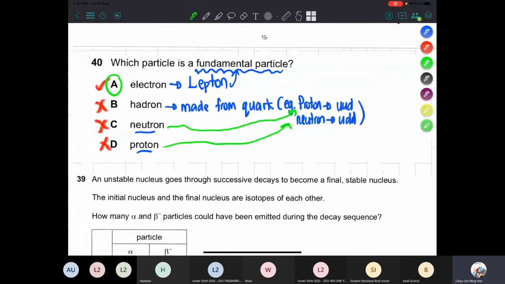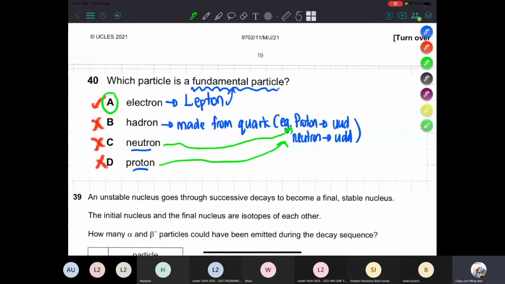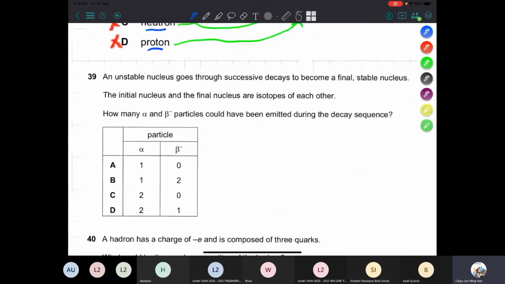So just to clarify, fundamental particles, there are only two that we need to learn. The first one is the lepton family. The other one is the quarks family. All right.